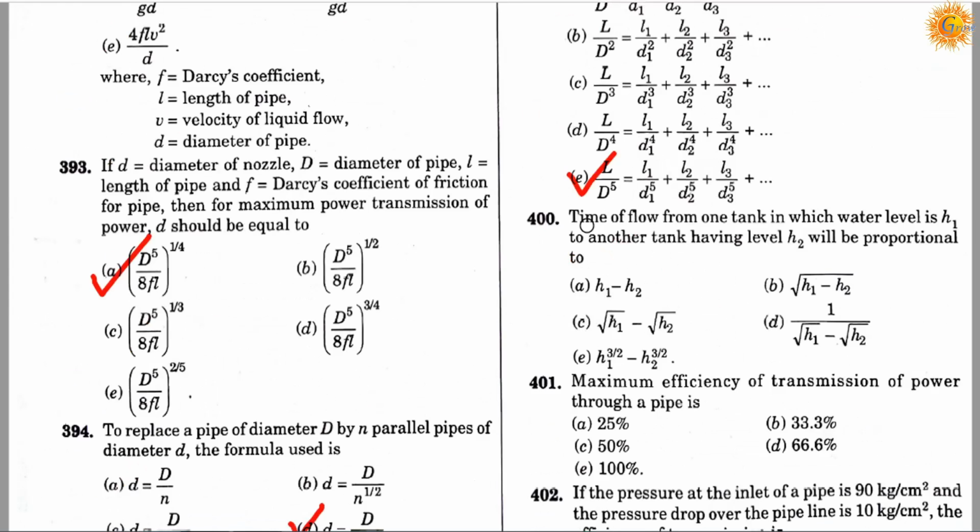Question number 400. Time of flow from one tank in which water level is H1 to another tank having level H2 will be proportional to: option A, H1 minus H2; option B, plus under root of H1 minus H2; option C, under root of H1 minus under root of H2; option D, 1 upon under root of H1 minus under root of H2; and option E, H1 power 3 by 2 minus H2 power 3 by 2. So the correct answer is E. It will be H1 power 3 by 2 minus H2 power 3 by 2.